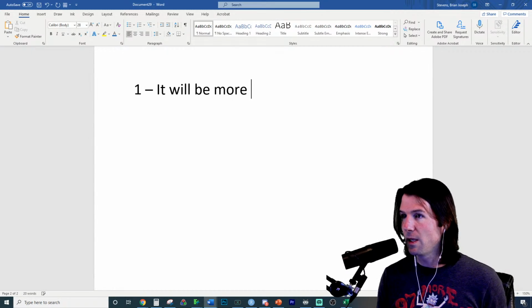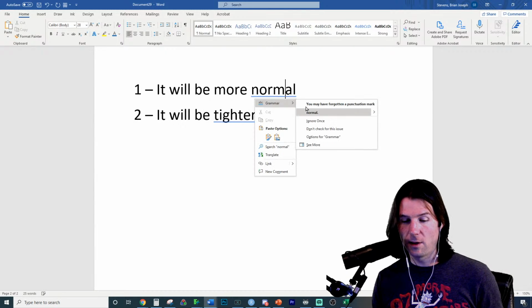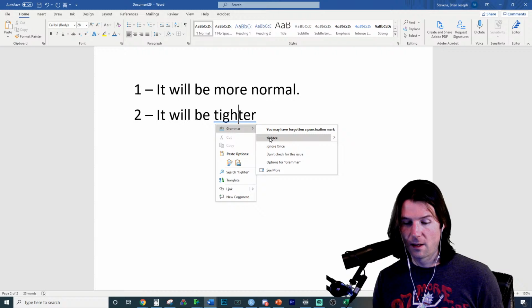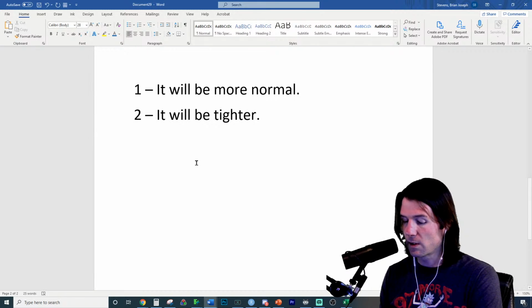It's two things it'll be. The one that we really care about is normal. Second, it'll also be tighter. So it'll be more normal and it'll be tighter. So let's kind of see this in action right here. Let's see how this works.